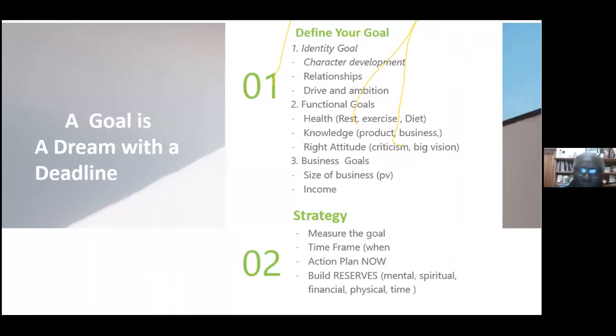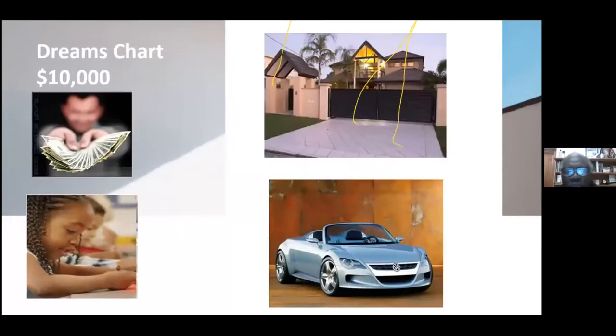For example, you want to earn $10,000 a month. You need to put a date on this figure. When do you want this? When do you want this money? When do you want to earn $10,000 a month? Put a date on it. For example, if you just started the business in July, don't put a date of August 2020 to earn $10,000 a month. It's a bit of a challenge.